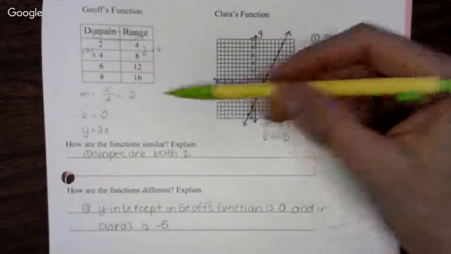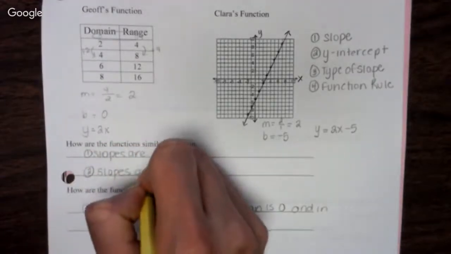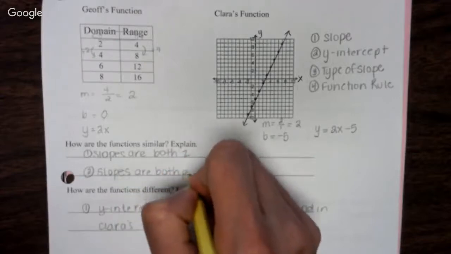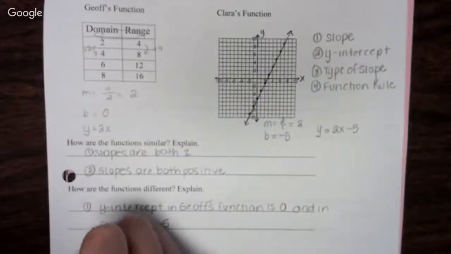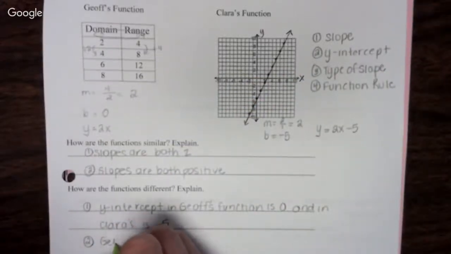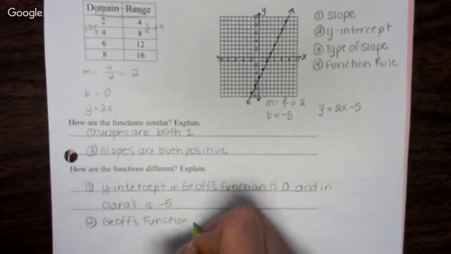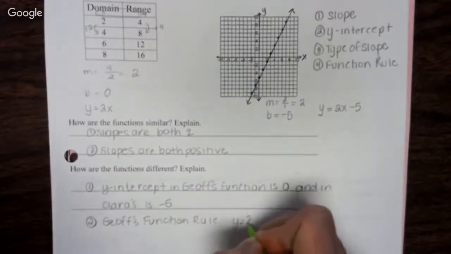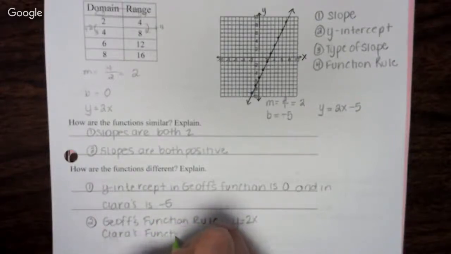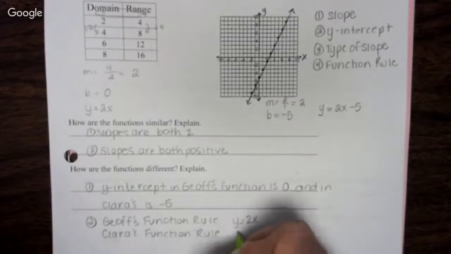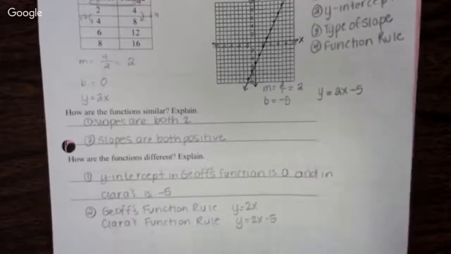What type of slope is this? This is positive. Positive, so both slopes are positive. Now let's look at the function rule. Both are different. The y-intercepts are different. So Jeff's function rule is y equals 2x, and Clara's function rule is y equals 2x minus 5. So those are differences.